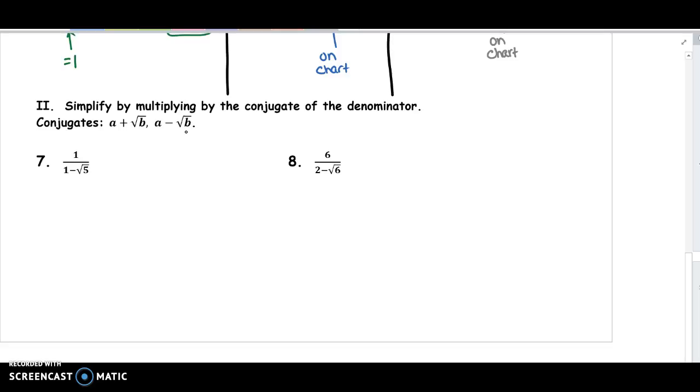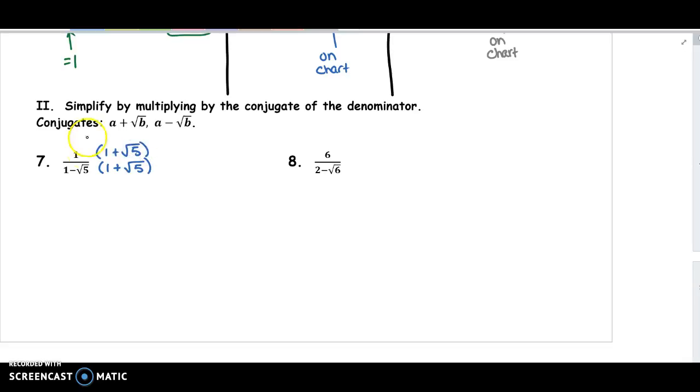The conjugate is exactly the same as the denominator, but change whatever symbol is between the number and the square root to the opposite. So if it's 1 minus the square root of 5, we are going to multiply by 1 plus the square root of 5. If it had been 1 plus the square root of 5, we would have multiplied by 1 minus the square root of 5. So the conjugate is switch the sign. If you multiply the denominator by something, you must also multiply the numerator by that same thing.